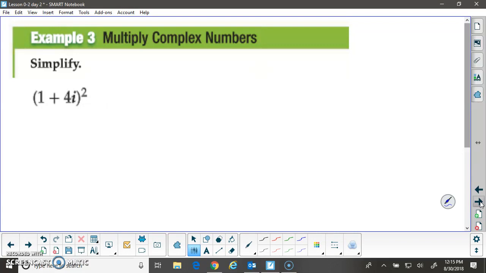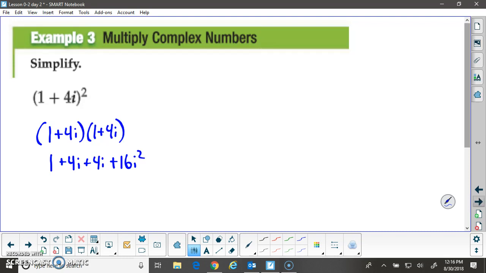Now, when you see a binomial, and a binomial is simply an expression that has two terms, so this binomial is squared, it might be helpful for you to rewrite it as two binomials written side by side. Then you can use the FOIL method to multiply them. So the first terms, 1 times 1, outside terms, 1 times 4i, inside terms, 4i times 1, last terms, 4i times 4i.